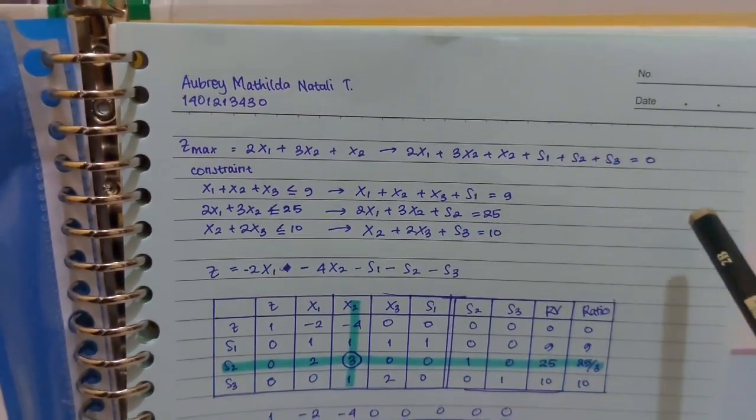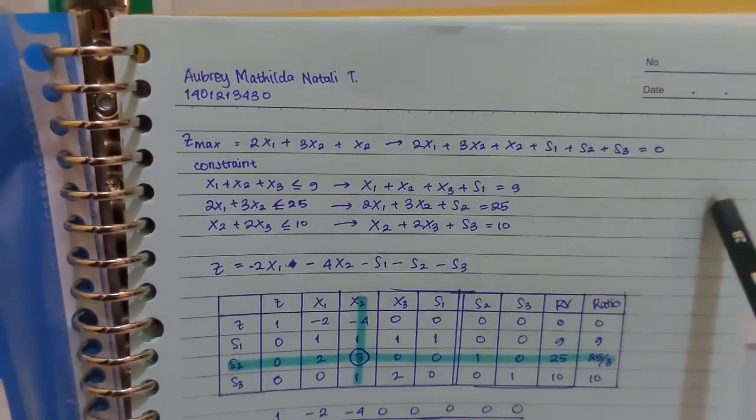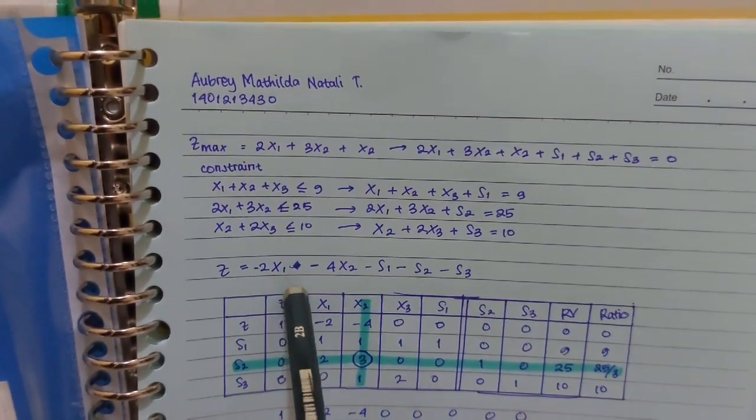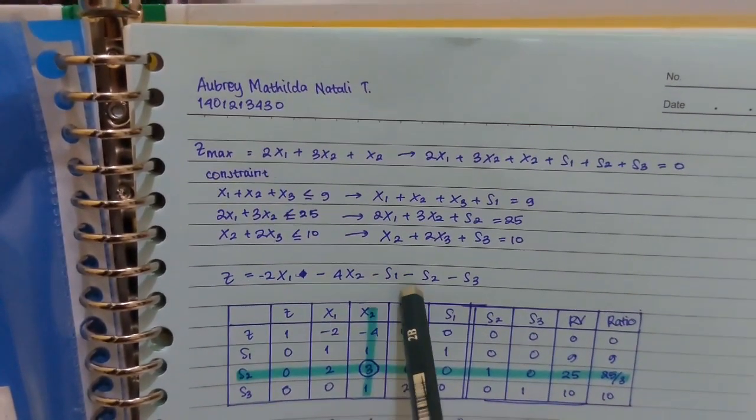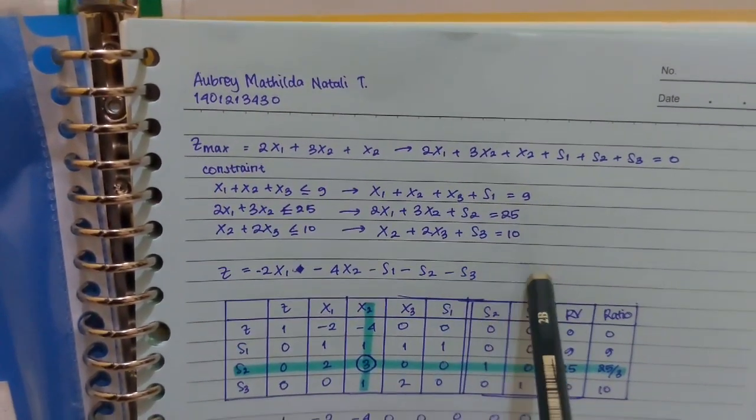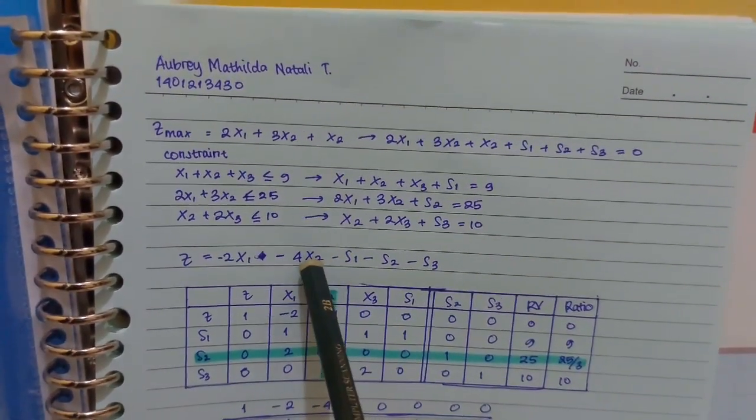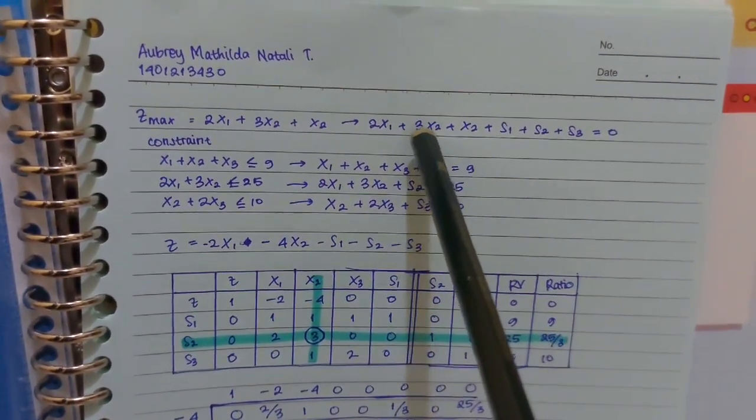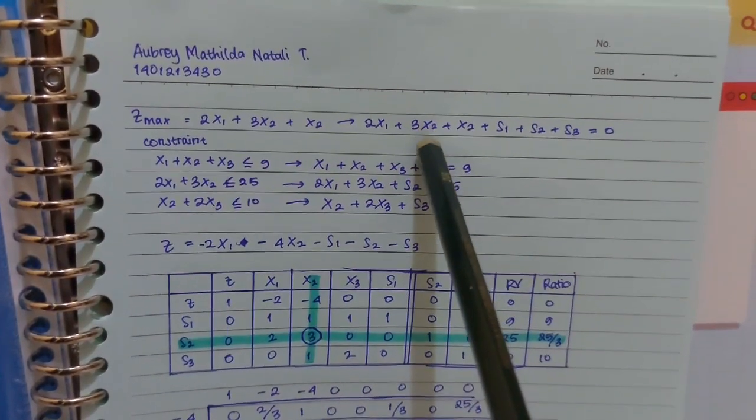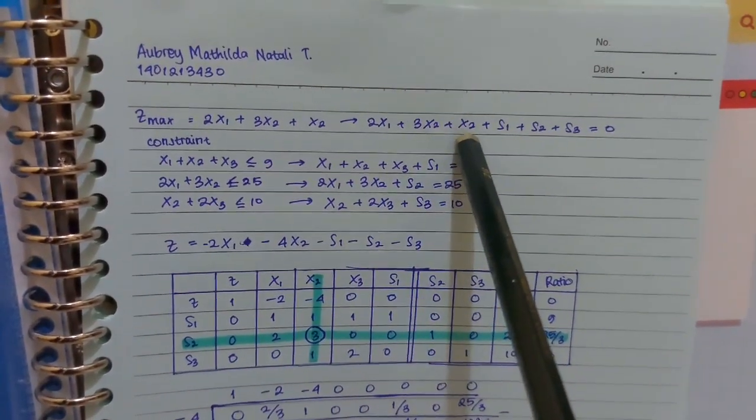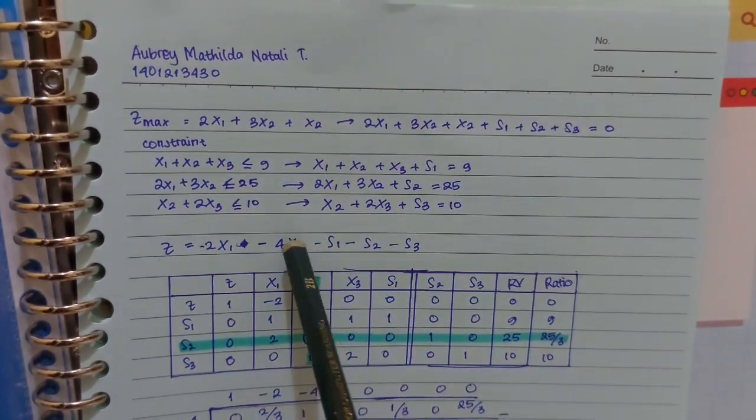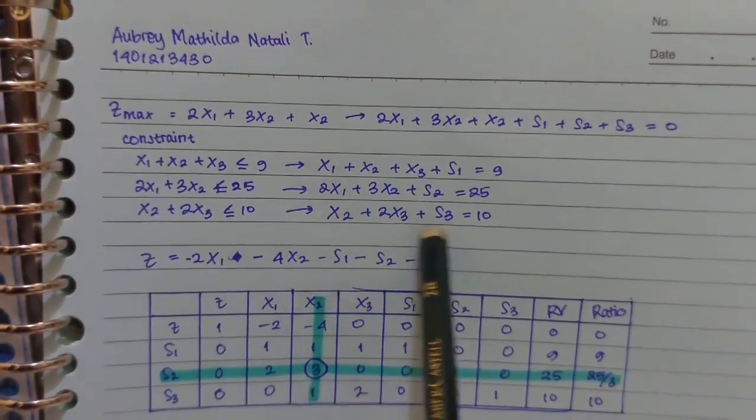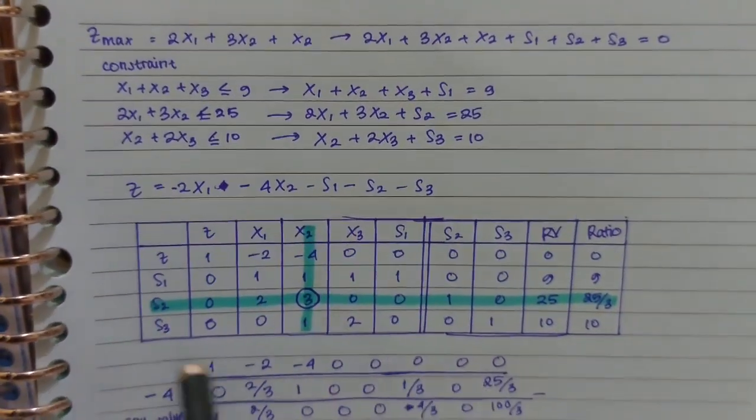After that, we change the equation to this form. Z equals minus 2x1 minus 4x2 minus s1 minus s2 minus s3. The 4 here is from 3 plus 1. Since the variable is the same, you see x2 and x2 here, so we can add them and it becomes 4.